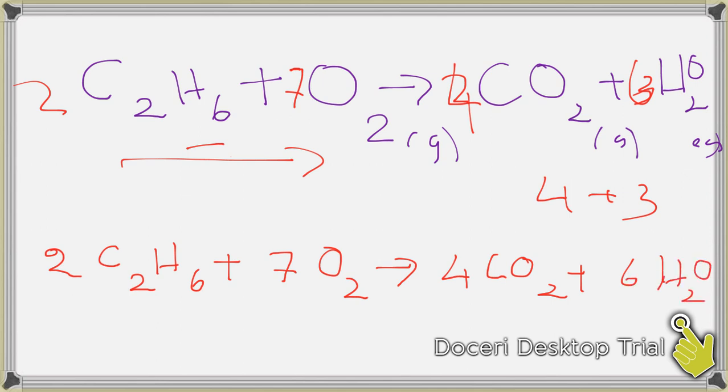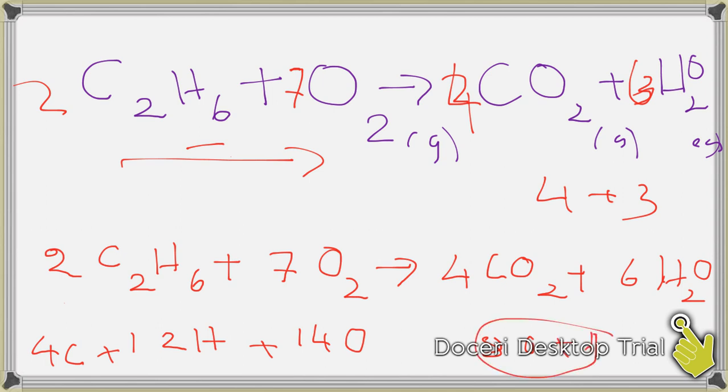Now let's see, it's balanced. 4 carbons, 4 carbons. 2 into 6, 12 hydrogens, 12 hydrogens. And then oxygen: 8 oxygens plus 6, it's 14, and 7 times 2 is 14. So now this is balanced.